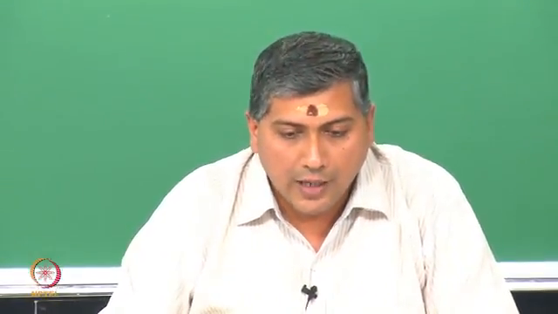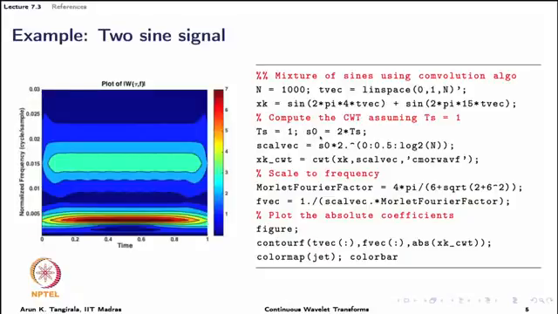That is what I am doing here. Now, I will draw your attention to this command here that I have written, S naught equals 2 times Ts. What is this S naught? This S naught is the first, the minimum scale at which you want to compute the CWT.